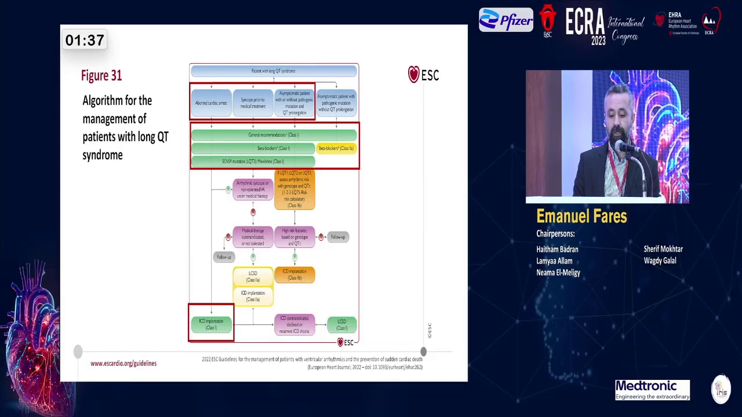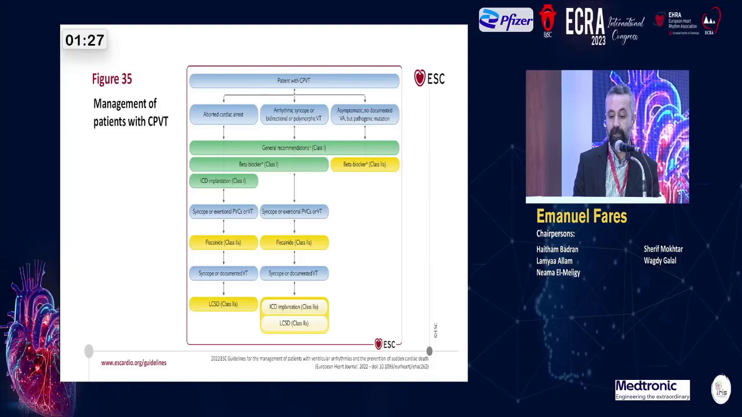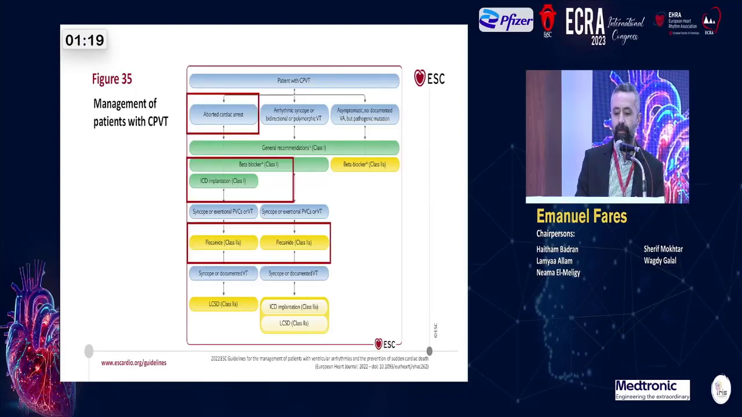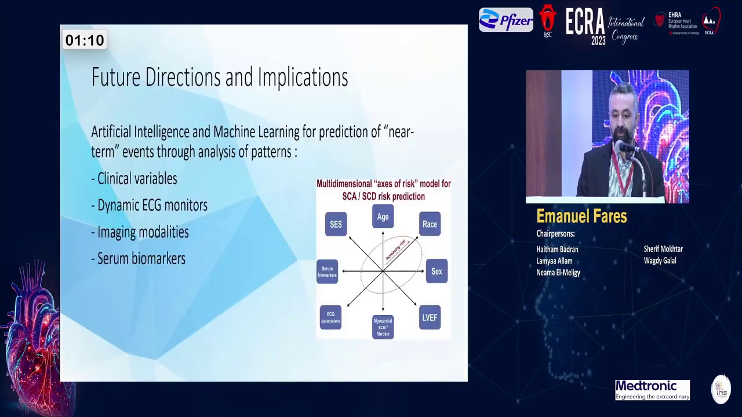Patients with aborted cardiac death will get an ICD because it's a class 1 recommendation. The other patients will get an ICD if they are still symptomatic after medical therapy. I will not discuss the CPVT because it has already been discussed in the previous session. In short, beta blockers, plus or minus flecainide, and ICD implantation in patients who had aborted cardiac arrest.